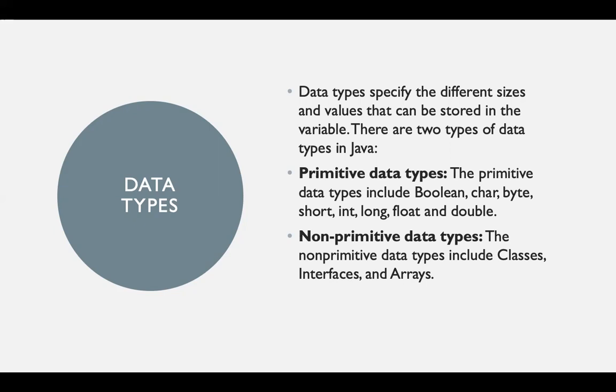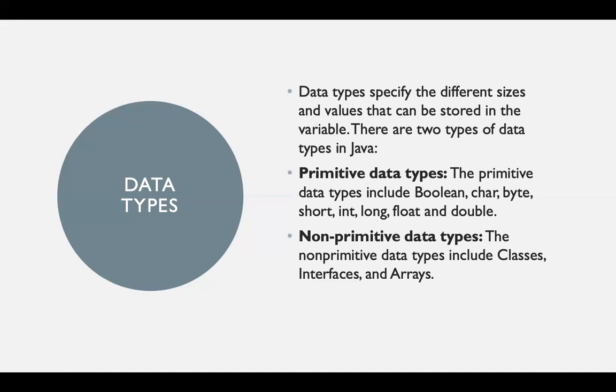The primitive data types are boolean, character, byte, short, int, long, float, and double. That's a total of 8 primitive data types, and non-primitive data types are predefined classes that are available in Java, for example, string and arrays. These are all called non-primitive data types. Let me define one more time what a data type is: a data type specifies the different sizes and values that can be stored in the variable, right?